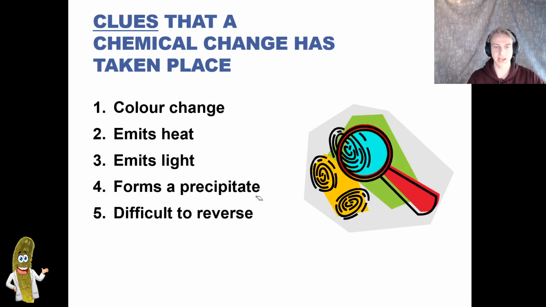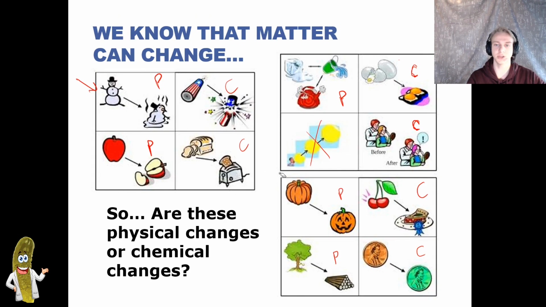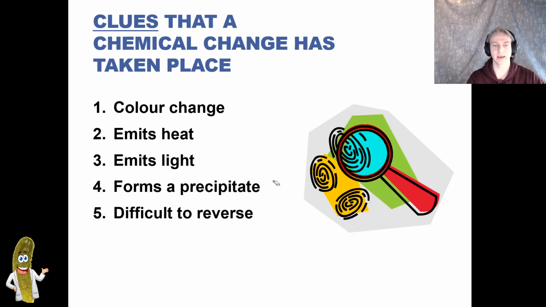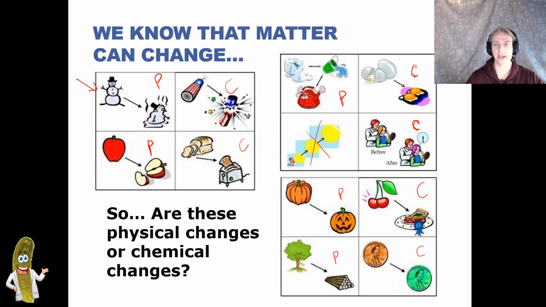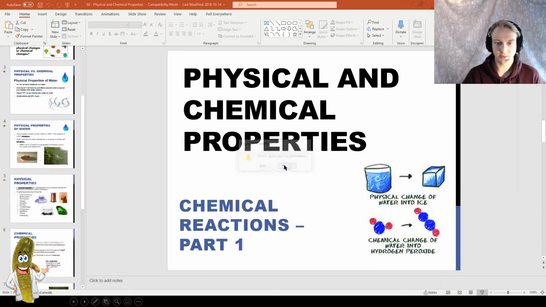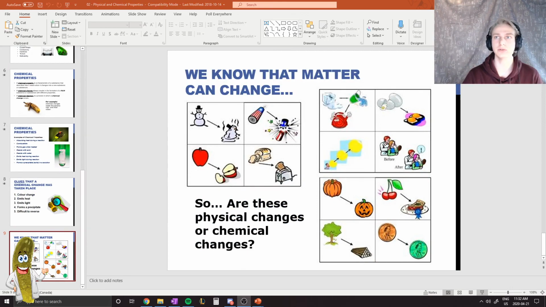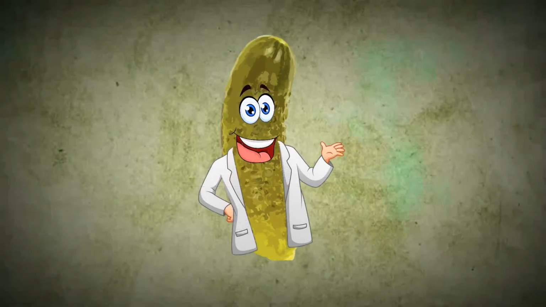Forming a precipitate. That one we see a lot in chemistry, but you don't see it a lot in everyday examples. Difficult to reverse. That's another one for sure. That's a good chemical change to see. So like the eggs, for example. It's very difficult to unboil eggs. I would be impressed if any of you were capable of that. So that is our second lesson there. So I'm going to discard those. I'm going to do this.